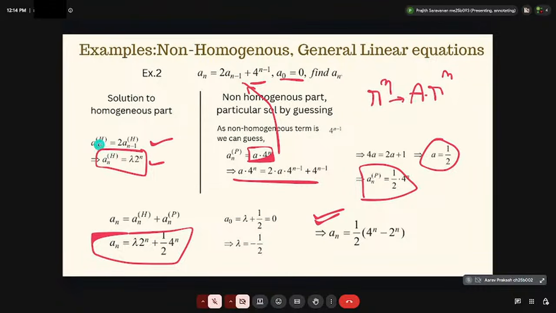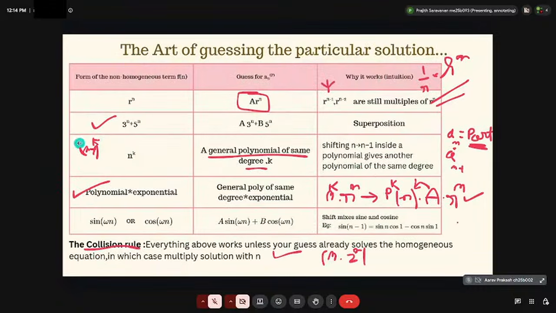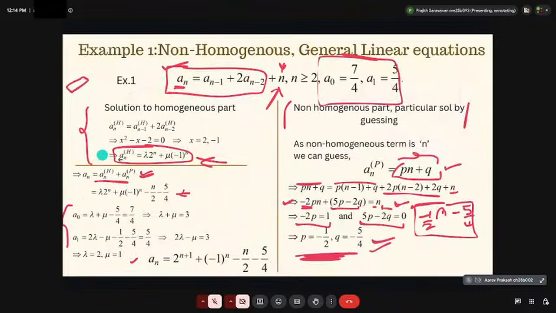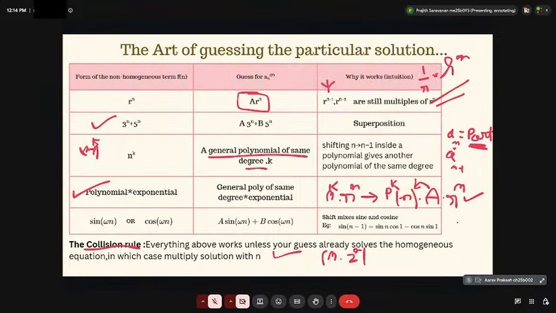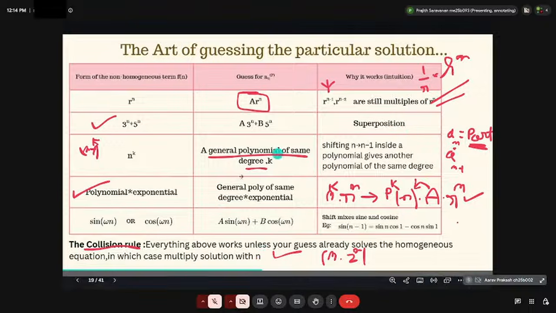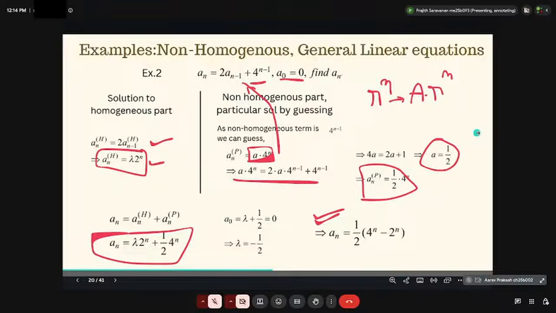So why did I add AH and AP? That is again very simple. Because we have two terms, the first term will become 0 when you add, because this is a solution of the homogeneous part. And the second term is the actual solution of the equation. So that will give you a more general form of the equation. I'll give you a reading material on the collision rule in the end. I'm not having a slide on it.